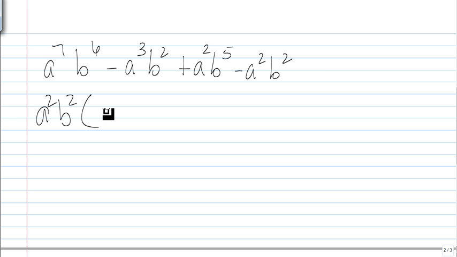So when I do that, I have a to the 5th, b to the 4th. Remember your quotient rule, when you divide, you subtract your exponents. So 3 minus 2 is 1a, and my b's cancel out. Plus, my a's are going to cancel out there, so 5 minus 2 is going to be b to the 3rd. And then both of those cancel out, which just leaves me with 1 left over. So my final answer is going to be a to the 5th, b to the 4th, minus 1a plus b to the 3rd, minus 1.